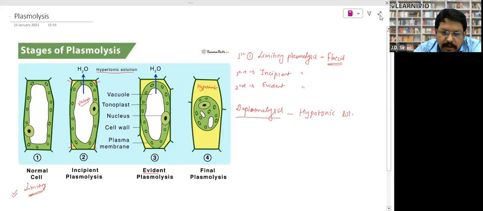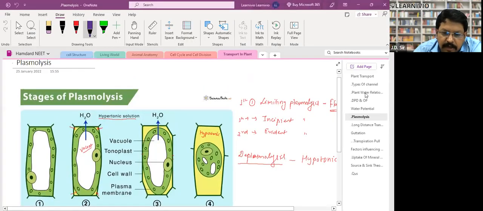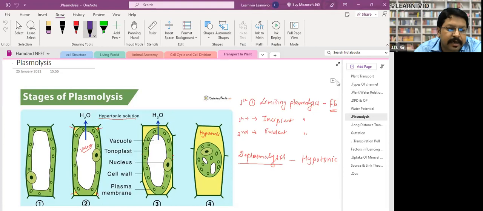So, Aisha, we have just covered the types of channel, plant water relation, DPD, and water potential. I have to tell you these three headings, right? So you have left just three headings. In the next class, join 20 or 25 minutes before the class, and I'll explain all these headings. Fine, Aisha? Yes. Okay.